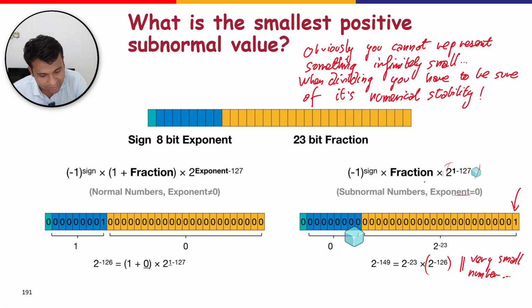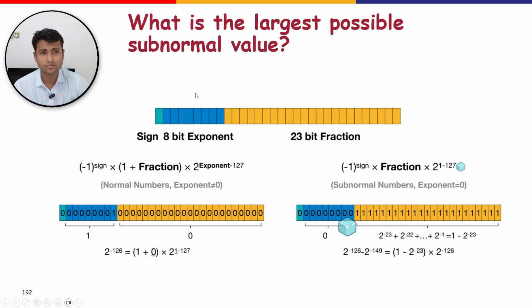The smallest possible fraction is 2 raised to the power minus 23 if you just put the last bit here. So the smallest possible number representation is 2 raised to the power minus 149. Now in the same case, what is the largest possible subnormal value?